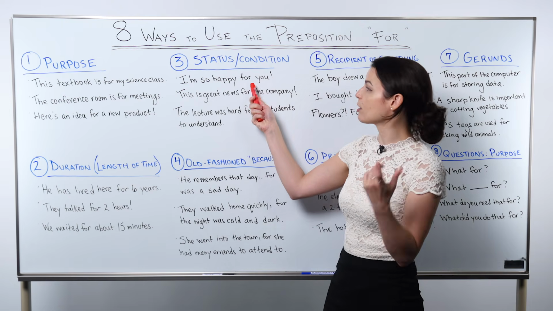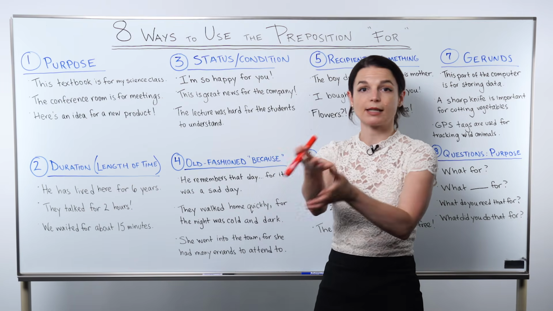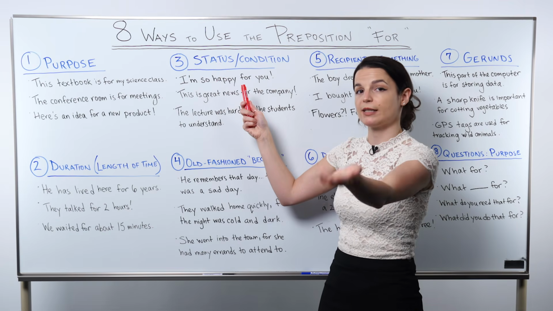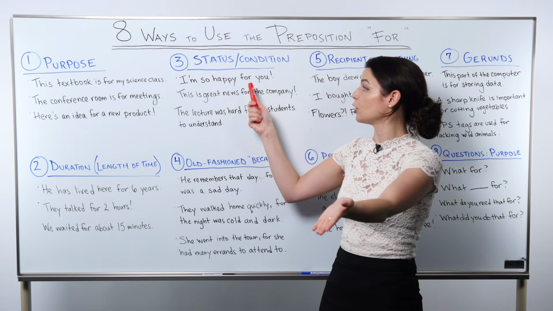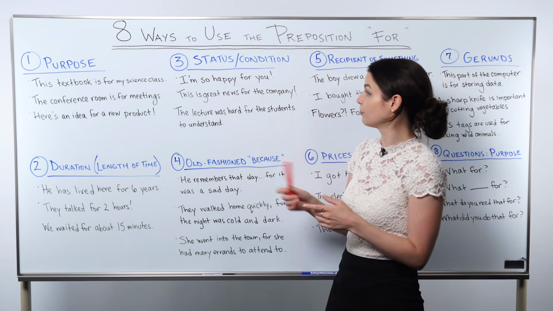So expressing with "for" shows that you care about the other person's condition or status. You have this emotion and you want to express it for that other person. Use "for" to do that. Let's look at another example of this.